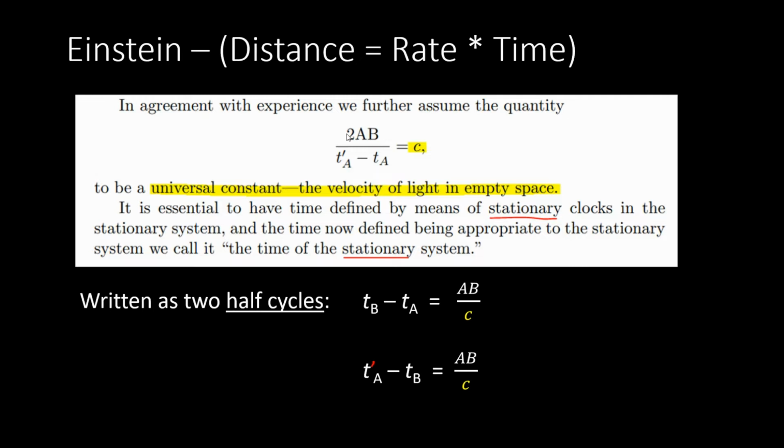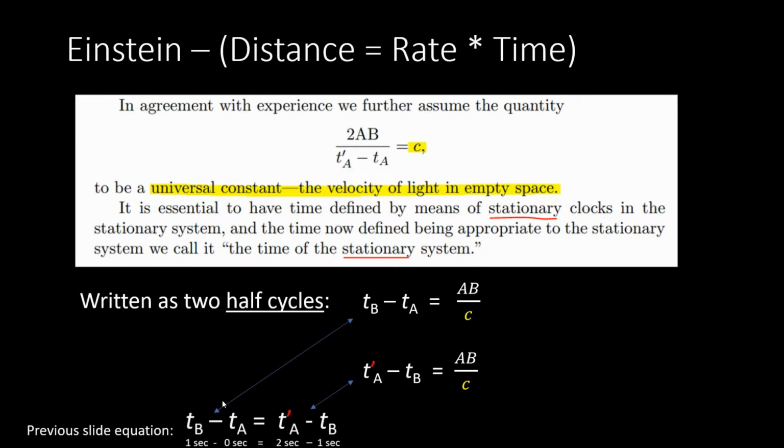This one is in distance, rate, and time. And this is the full cycle of the light bouncing back and forth. And down here, I have the same equation written as 2 half cycles. This half cycle format is what he uses in section 2. And it's still distance, rate, and time. This is the previous slide equation, and these time intervals are equivalent because we had the fixed clock tower distances and the fixed speed of light.